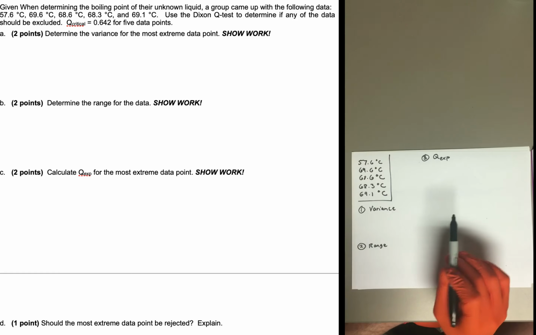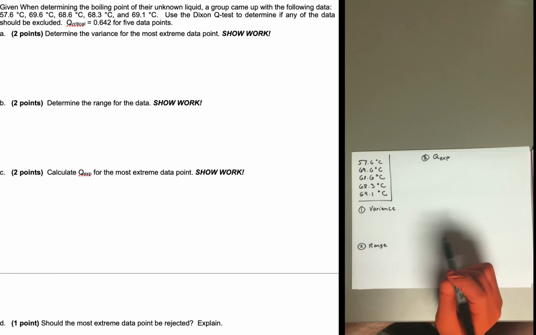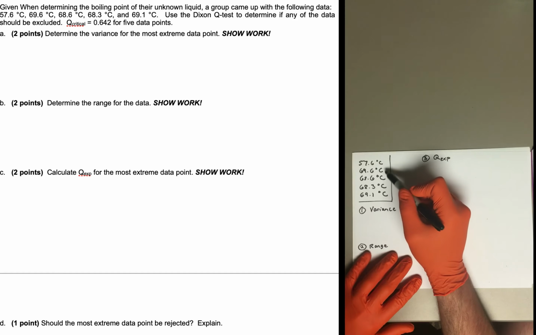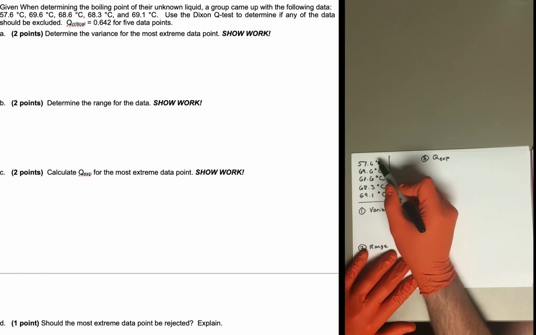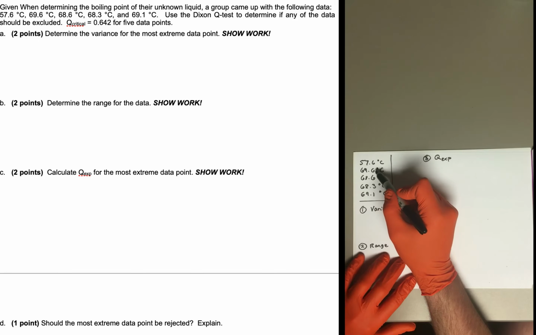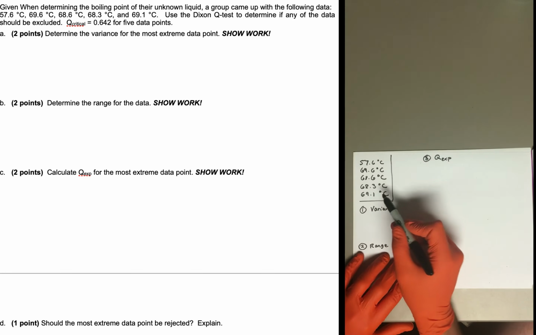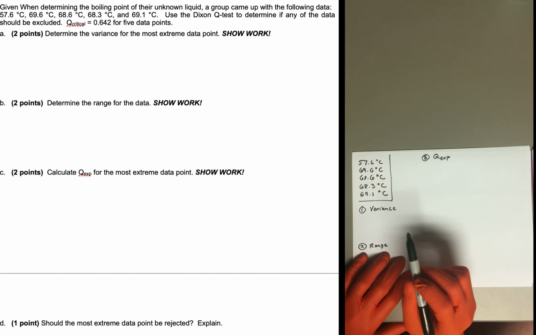In this video, we're going to do a sample Dixon-Q test. So we've got 5 pieces of data right here. We've got basically 5 temperatures. We've got 57.6 degrees Celsius, 69.6, 68.6, 68.3, and 69.1 degrees Celsius.